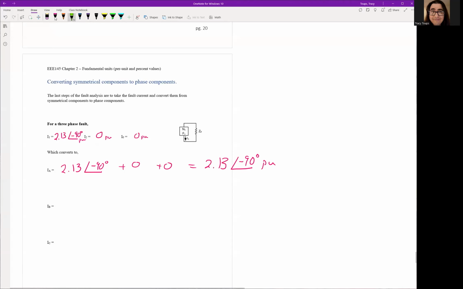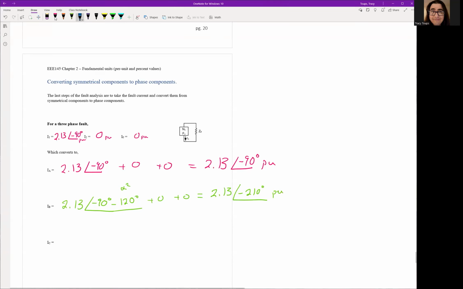What about B phase? We could do the same thing, but the big difference with B phase is that alpha squared operator. So this is going to be 2.13. It's negative 90 degrees, but we have that alpha squared operator, which puts a negative 120 degree shift in there. The other two are 0, so it doesn't matter. So plus 0 plus 0. This is 2.13 with an angle of, negative 90 and negative 120 added together, negative 210 degrees per unit.